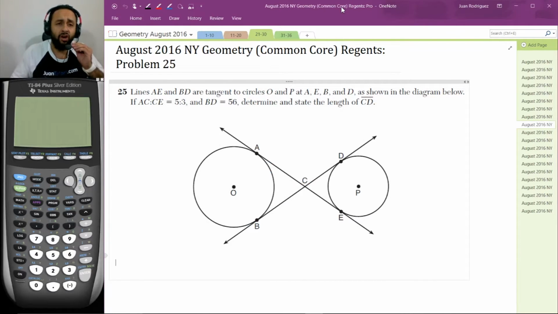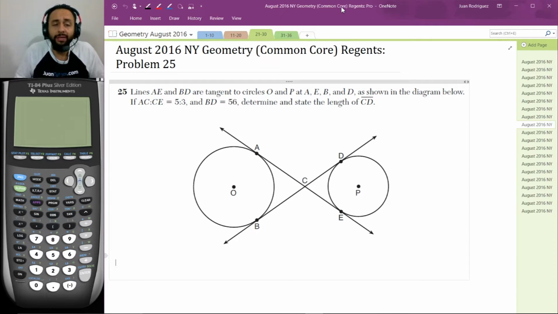Today we're working on the August 2016 New York Geometry Common Core Regents problem number 25. If you want to access these exams anywhere in the world, go to nysedregents.org and click on the appropriate tabs.